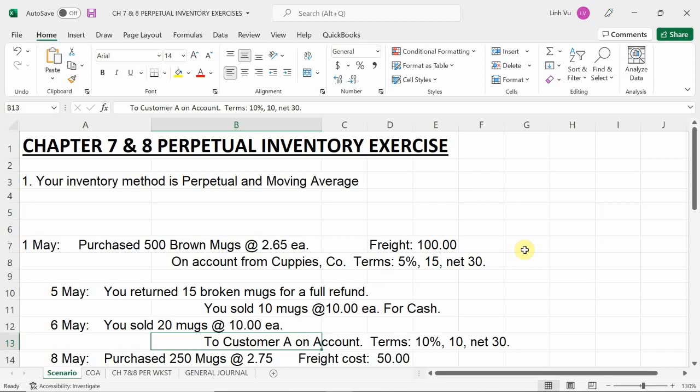Hello class. Okay, so today we're going to be looking at the chapter 7 and 8 perpetual inventory exercises. So this is where we're going to be reviewing everything in chapter 7.